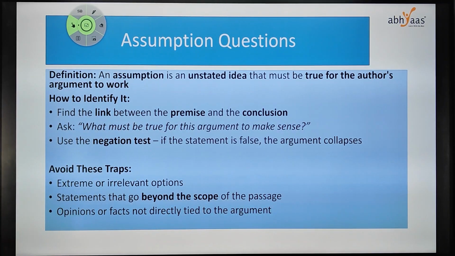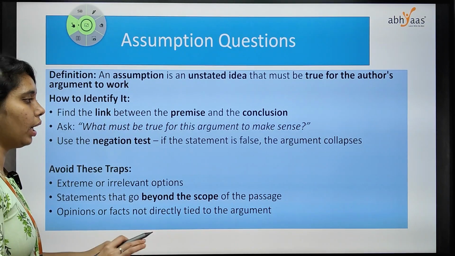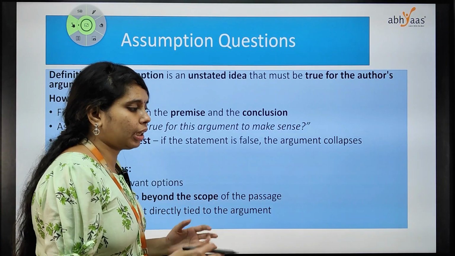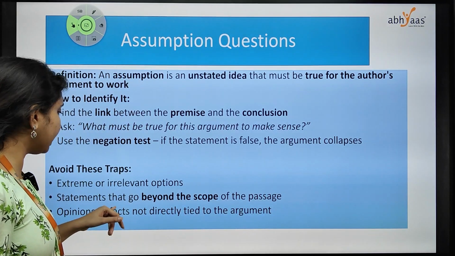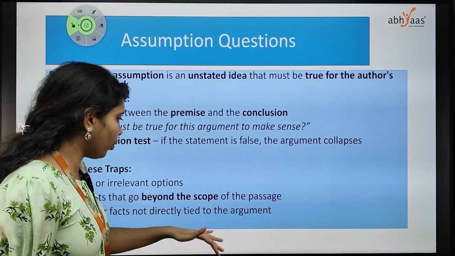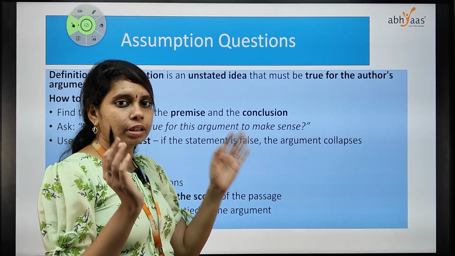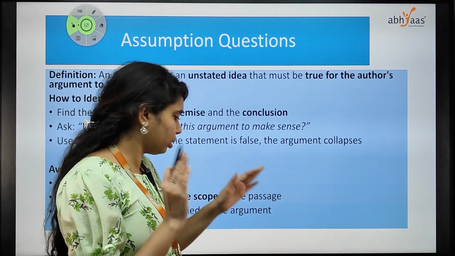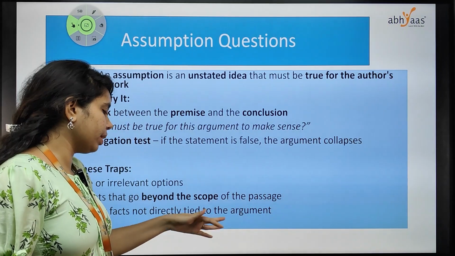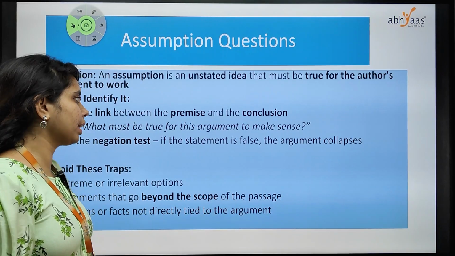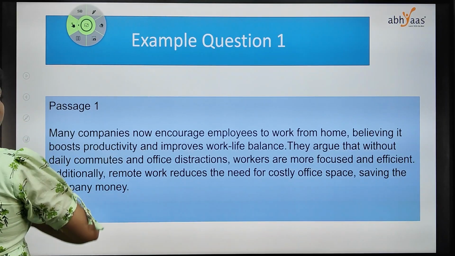And things that you need to avoid are something that is very extreme or irrelevant options. Again, just because you're going against something, that doesn't mean you're going to choose irrelevant options. Statements that go beyond the scope of the passage, as I told you previously. Don't use common sense, don't use general knowledge, stick to the passage. Opinions or facts not directly tied to the argument. Again, something which is very far, irrelevant kind of questions. Okay, so let's look at some practice passages now.